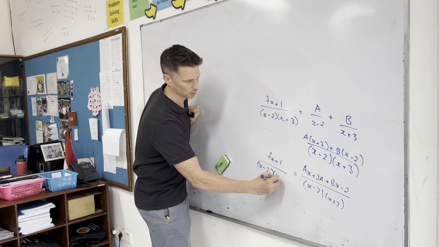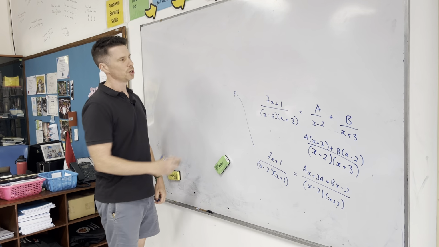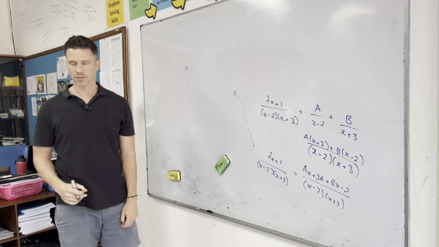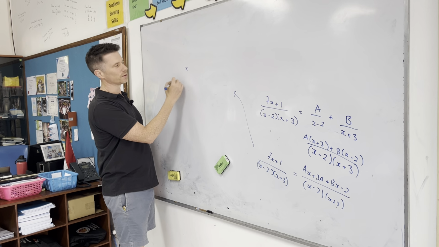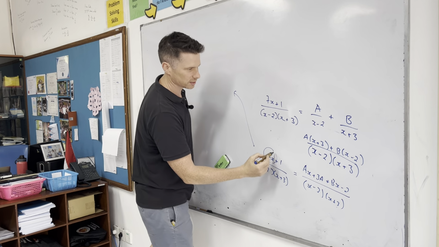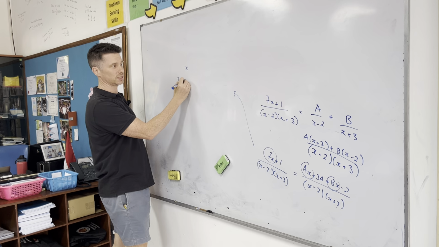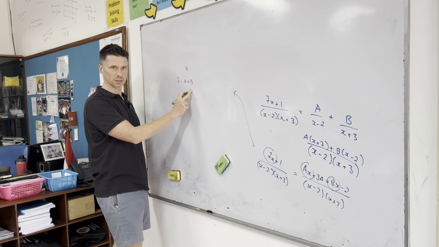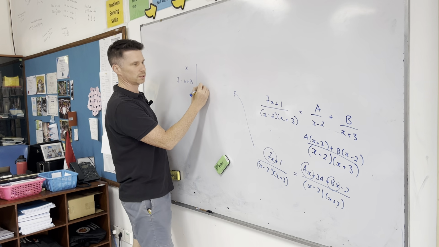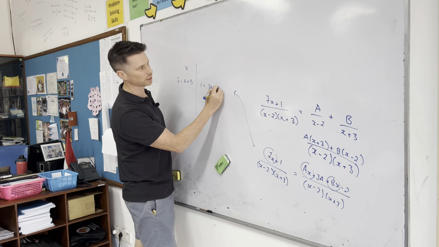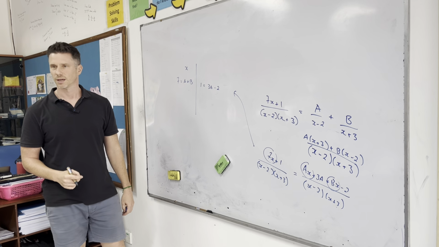And the denominators are already equal, so these are equivalent statements. 7x has to equal ax plus bx. So 7 is equal to a plus b, if I'm just talking about the x's. And if I just talk about all the constants, 1 is equal to 3a minus 2b. Two equations, two unknowns, solve them, and we'll get a and b.